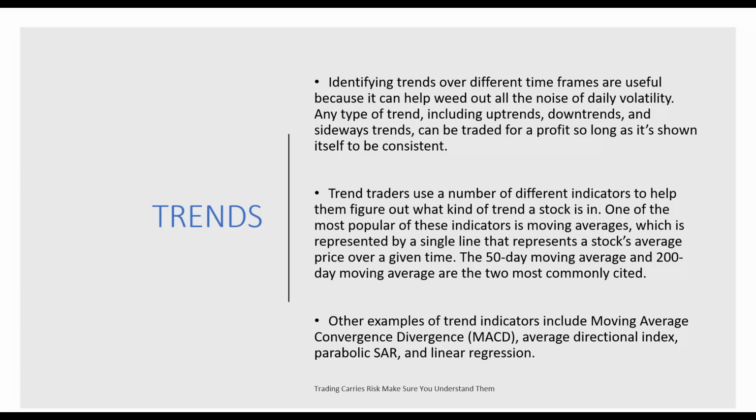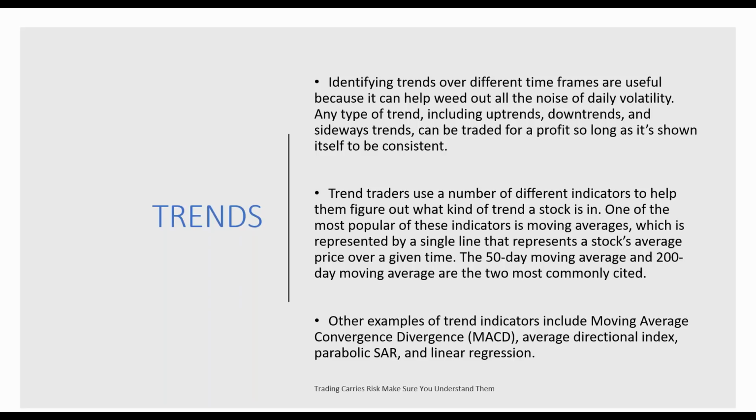Again, the main classifications. The first is trend identifiers. Identifying trends over different time frames is useful because it will help weed out all the noise of the daily or short-term volatility. Any type of trend, including uptrends, downtrends and sideways trends, can be traded for profit so long as it's shown itself to be consistent, or, in my philosophy, non-random.